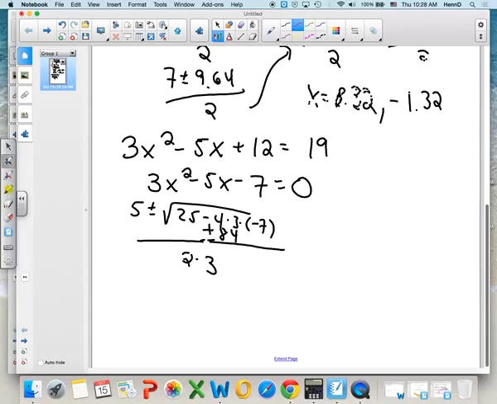Did you learn the quadratic formula song back when you first learned this? No. I was going to say, people that use the song kind of mess this up because the song says minus 4, but you have to think of this as a negative 4. It's negative 4 times 3 times negative 7, which is positive 84. So this is just 25 plus 84, which is 109. You don't know what the square root of 109 is. Use your calculator, and it gives you 10.44.